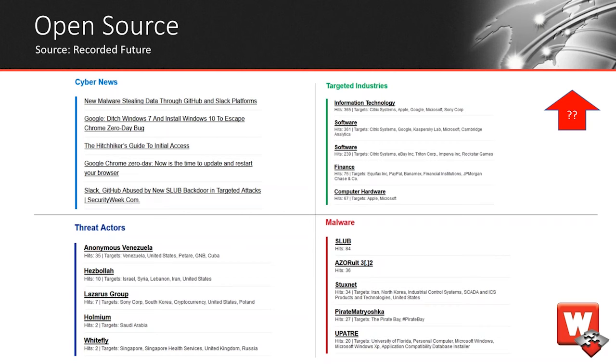Hezbollah is a Shia Islamist political party and a militant group based in Lebanon. Hezbollah has many cells within Venezuela and are making the list this week because of their role in the political unrest in the area. And lastly, we have the Lazarus Group, which is a North Korean APT. Targeted industries this week include information technology, followed by software, and then finance.